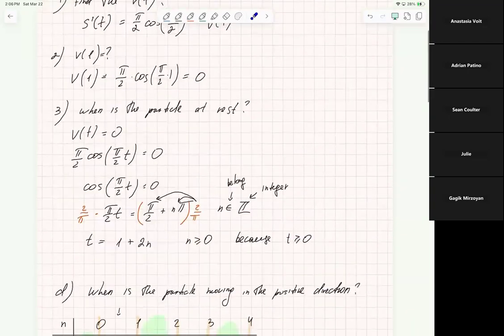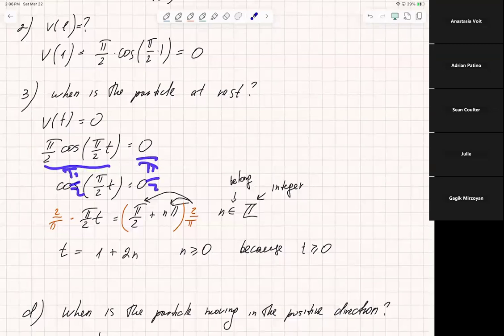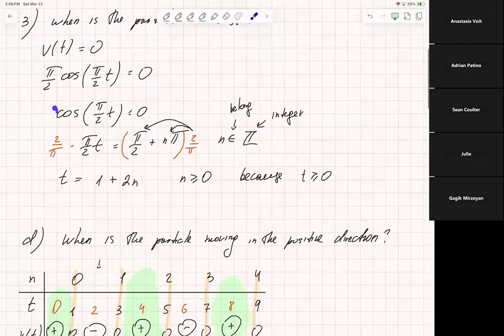Then the third problem was to find when the particle is at rest, meaning that we need to find when the velocity is 0, right? So we need to just find that time. So we would have our expression equals to 0. Then we can divide both sides by pi over 2, so that we can get rid of this pi over 2 on the left side. And we have simply cosine of pi over 2 t equals 0.